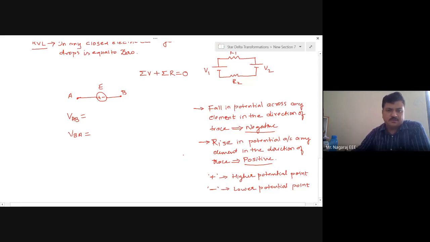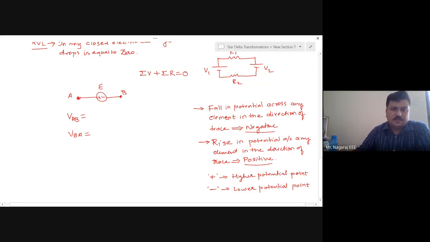So in the direction of trace means what? If I am tracing the element from A to B, and the potential is falling, that value of potential I will take as negative. In the direction of trace from A to B, if the potential is rising, that potential I will take as positive.